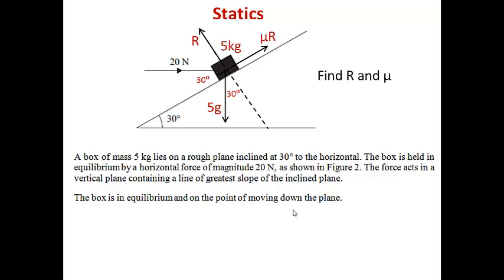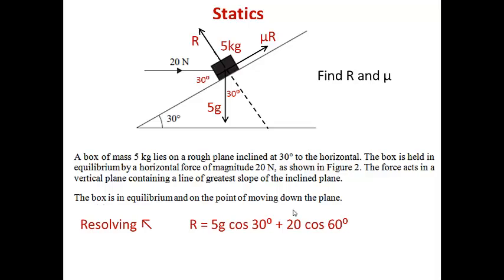As before, we know that because the particle is in equilibrium, the net forces will be 0. So if we resolve the forces at right angles to the plane and along the plane, they will balance. So resolving at right angles to the plane, we can see that R equals 5g cos theta. That's the component of the weight at right angles to the plane.